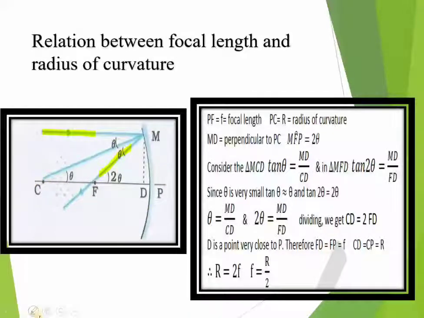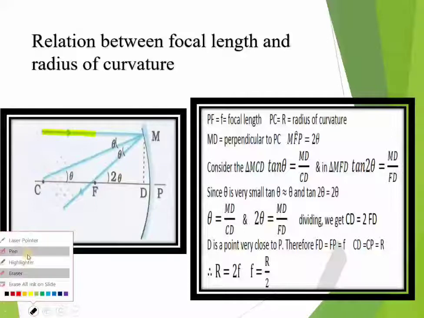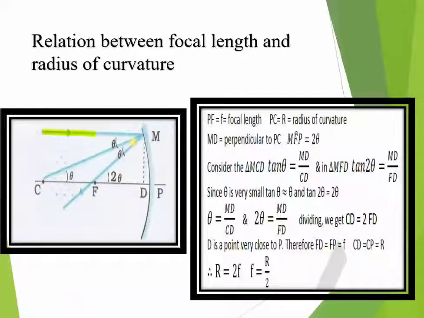And the line which is passing through this C, that is the normal. This is the normal, and this is the reflected ray. So this is the angle of incidence, and this is the angle of reflection. They both should be the same. So if it is theta, then this will also be theta. So this one will be equal to 2 theta.